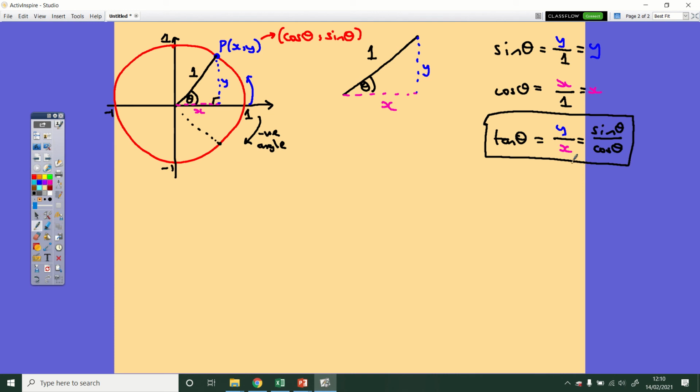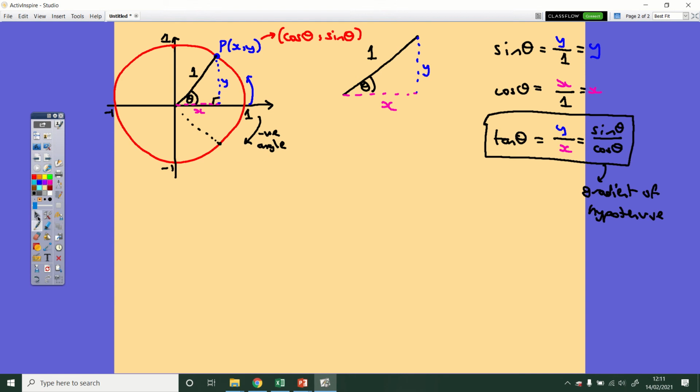But in terms of the geometry then, the idea behind tan theta is that it's the height of this right angled triangle divided by its width, which gives us the gradient of the hypotenuse. So that's quite a useful thing to think about. If you know what angle you've got, then you can measure the gradient of the hypotenuse, and that's the value of tan theta. That's quite a nice thing to think about.